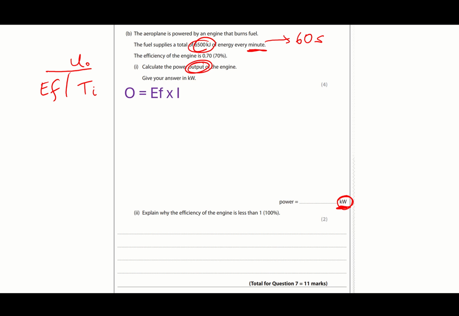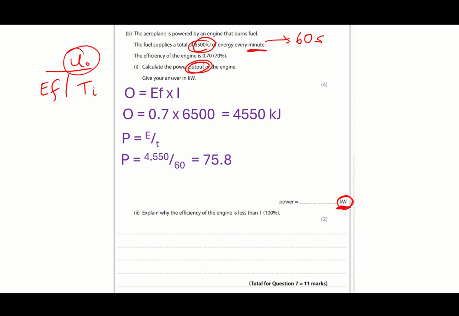So the output equals efficiency times the input. So I'm just going to use the 0.7 times 6,500. I've now worked out my output. I am not going to change it because that's in kilojoules and I want it in kilowatts. But what I do have to do now is we know, well, power equals energy divided by time, but I don't want it in minutes, I want it in seconds. So 4,550 divided by my 60 seconds, and I've got my power. All right, and there's 76 kilowatts.